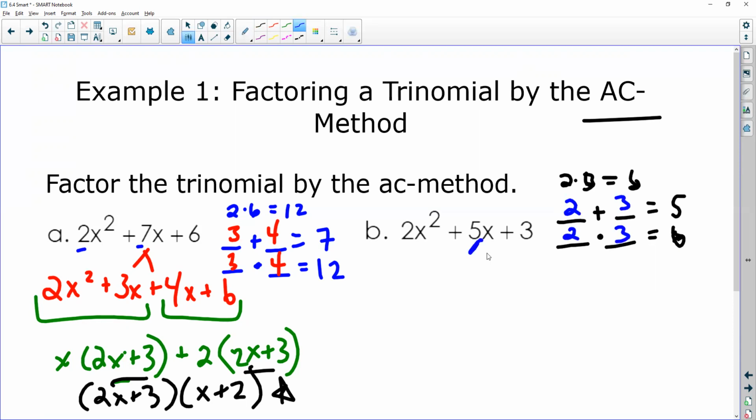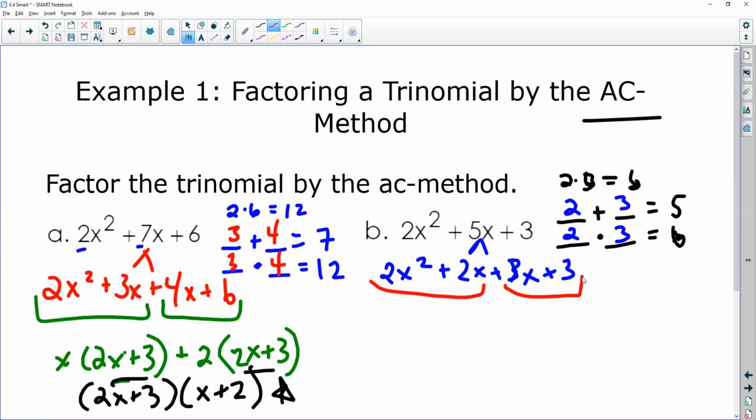I'm going to rewrite the middle term. So I get 2x squared plus 2x plus 3x plus 3. And if you wanted to write 3x first, it's fine. It doesn't matter. It's all going to work out. And then I'm going to factor by grouping.